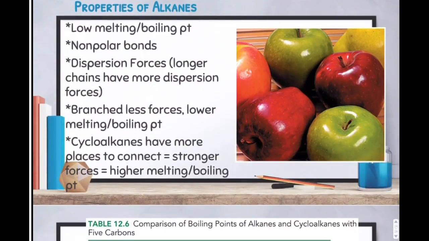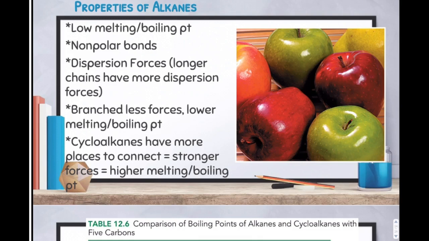So properties of alkanes, like we said before, they have dispersion forces. If you're branched, you have less intermolecular forces because you can't really stack on top of each other. If you're in a straight line, you can stack, and so that gives you more opportunities to attract together. The cycloalkanes are kind of the opposite. They have more places to connect because they're typically kind of flat, and so you can have stronger forces. Stronger forces meaning higher melting and boiling points.